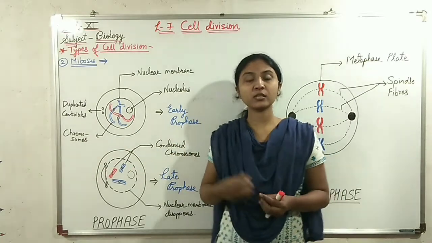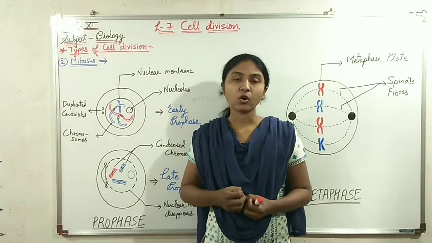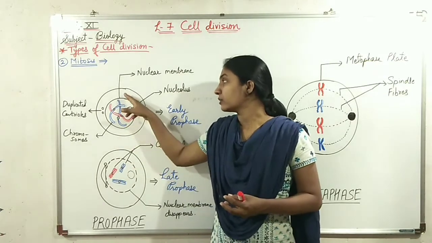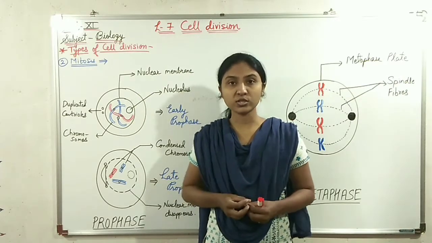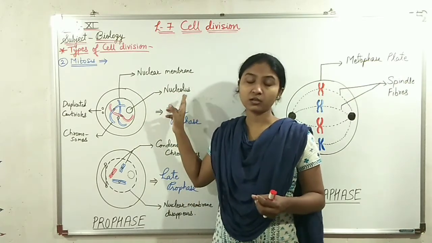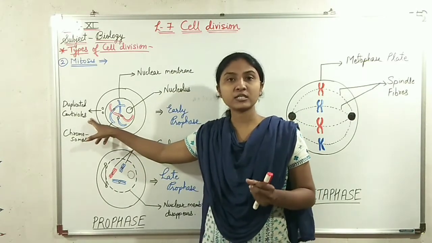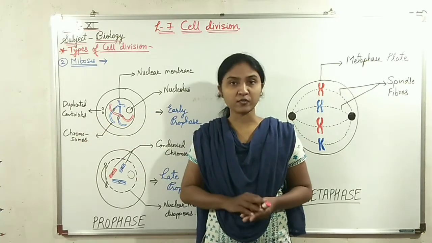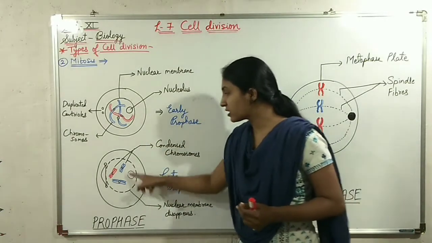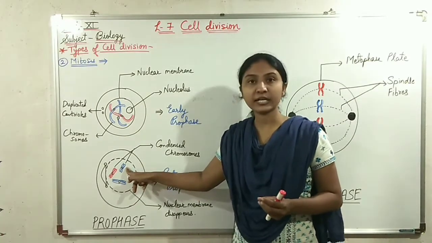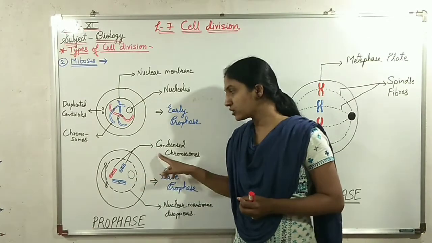Now what happens in the early prophase is that the chromosomes start condensing, and the nuclear membrane slowly starts to disappear. Also the nucleolus starts to disappear, and the duplicated centrioles start migrating away from each other. And in the late prophase, as you can see here, the chromosomes have already condensed. These are the condensed chromosomes.